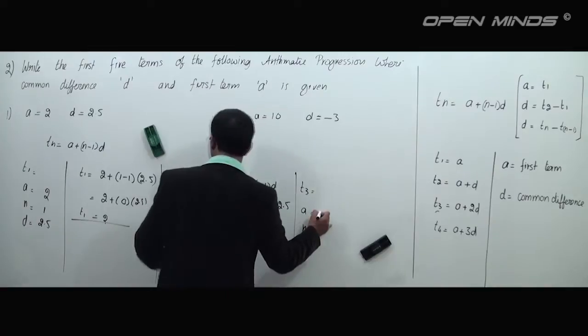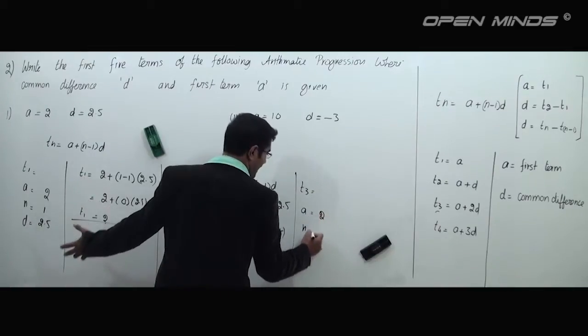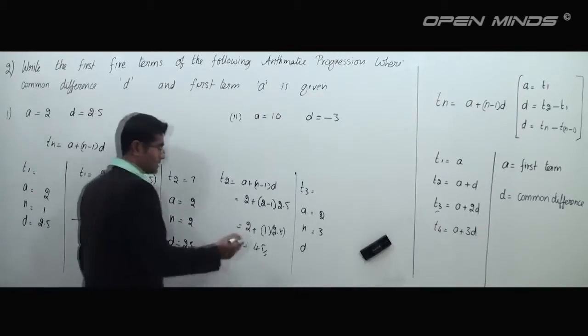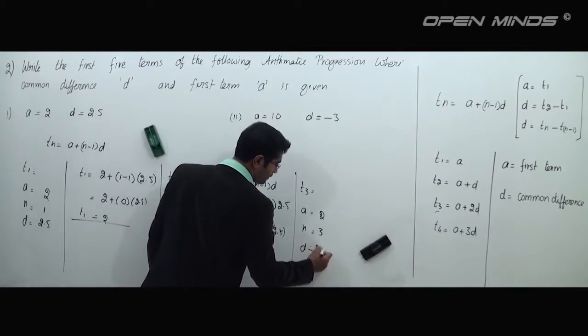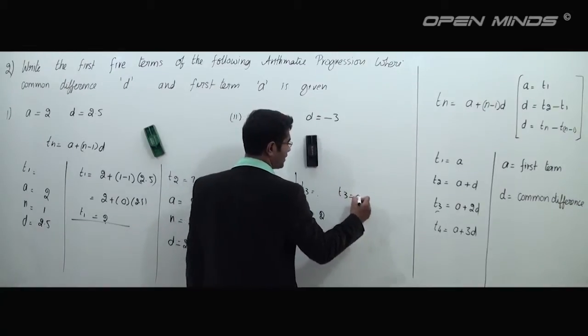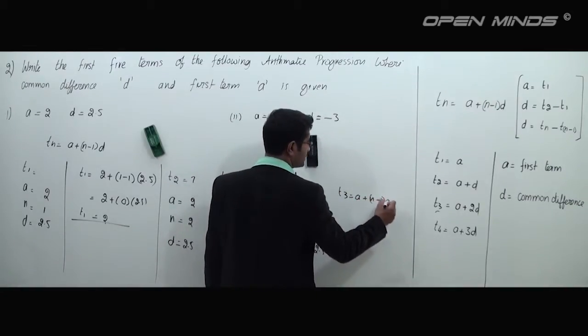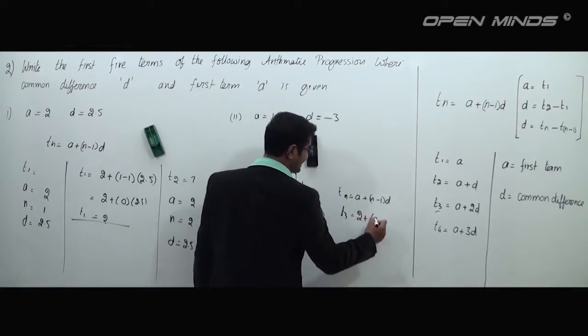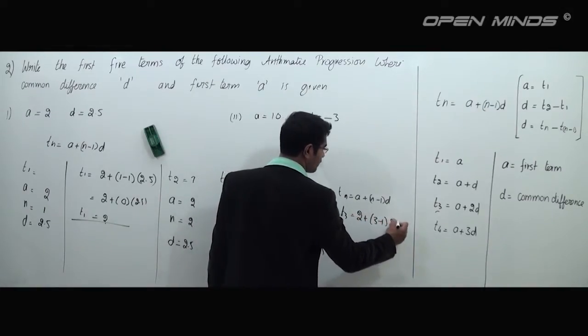So a is the same thing. A is 2, n becomes 3 now because I'm talking about the third term. d is anyway the same, that is 2.5. Can I find this? Yes, the same formula works. T3 is a plus n minus 1 into d. I'm looking for T3, right? So T3 means n becomes 3. A is 2 plus 3 minus 1 into 2.5.